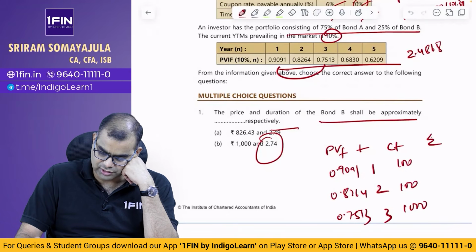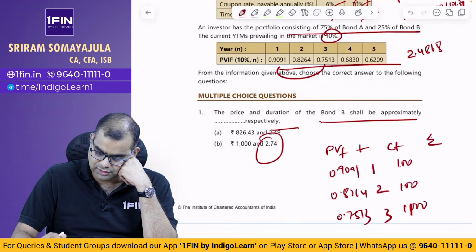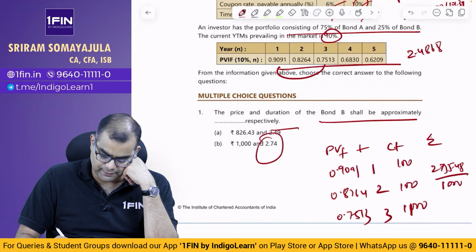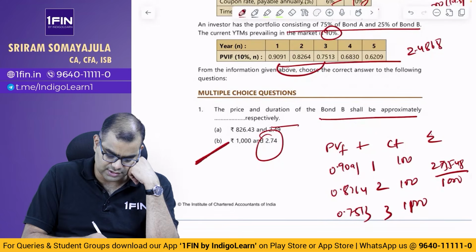0.9091 into 100 is equal to M plus 0.8264 into 2 into 100 is equal to M plus 0.7513 into 3 into 1100, not 1000, 1100, is equal to M plus memory recall 2735.48 divided by 1000, it will be 2.74. So answer is B, 2.74.